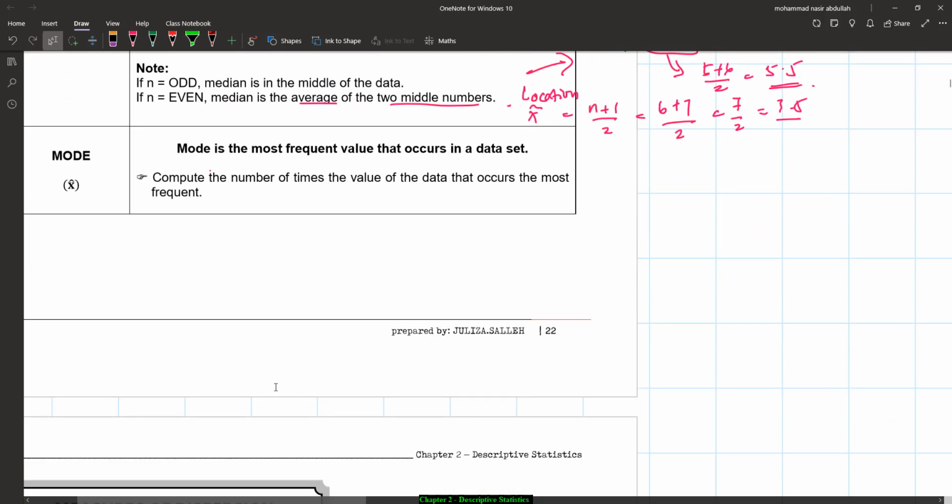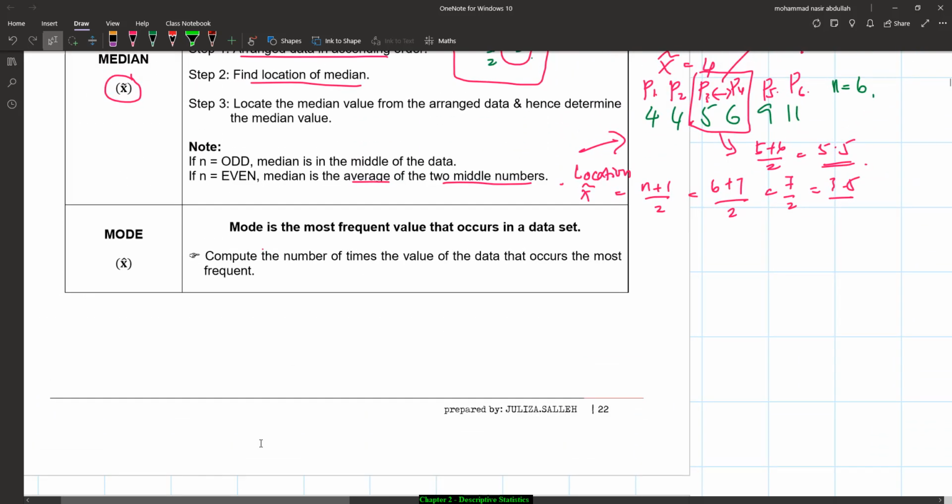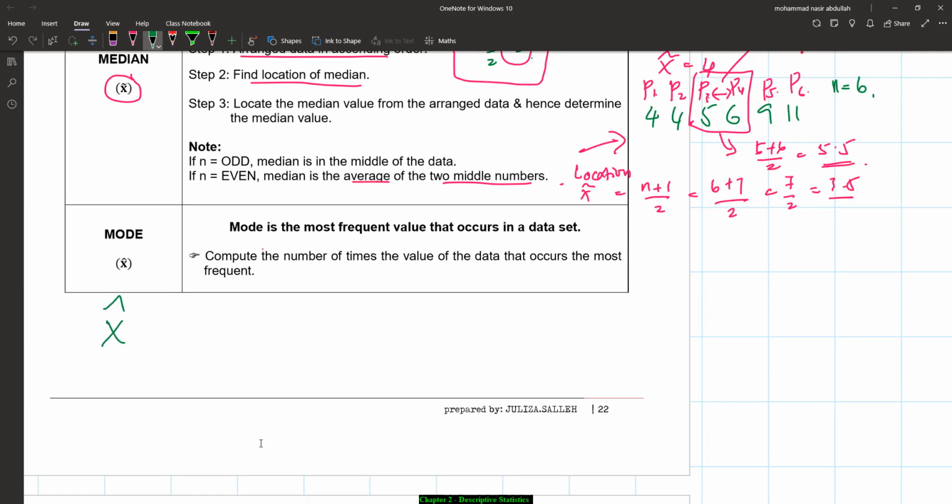Let's look at the last measure of central tendency, which is the mode. The symbol for mode is X hat, X with a hat. Or any symbol, Y with a hat, Z with a hat. Anything with a hat represents the mode.